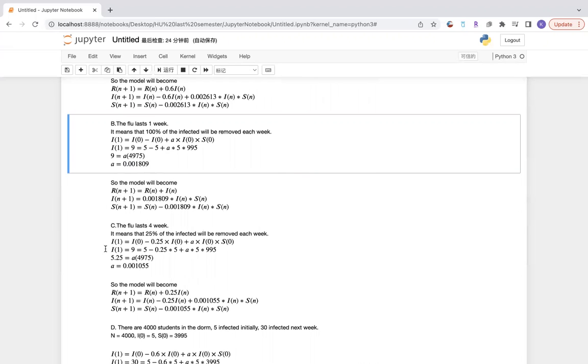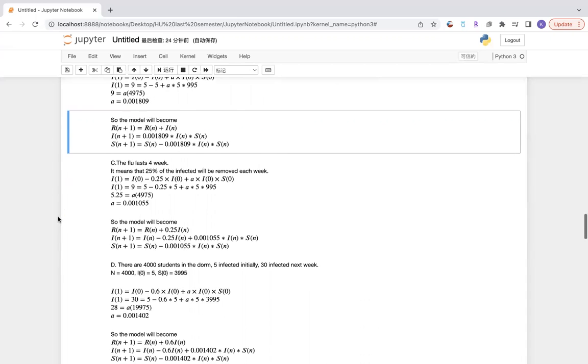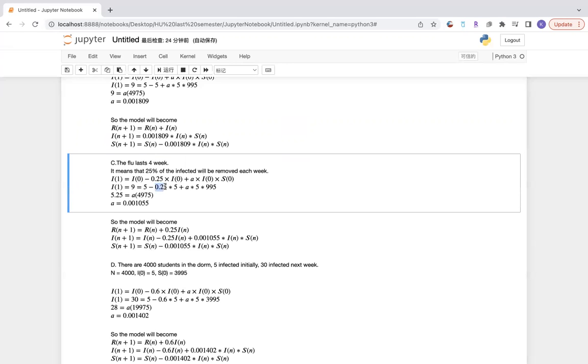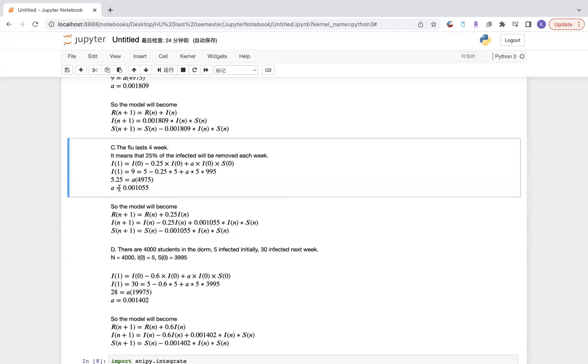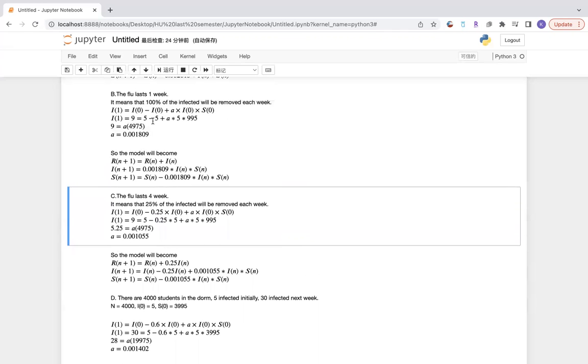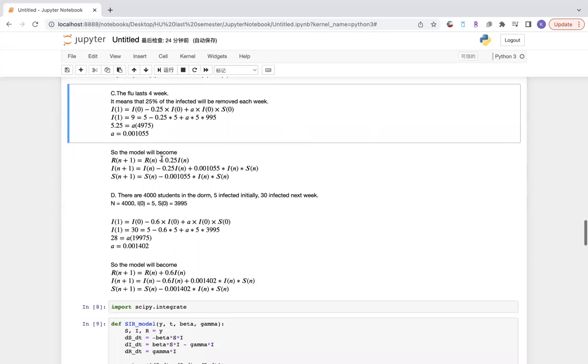The C part is quite similar to the B part. The only difference is that it lasts for 4 weeks. So the parameter here will become 0.25. This model will become this one, and the constant A will decrease compared to the previous one.